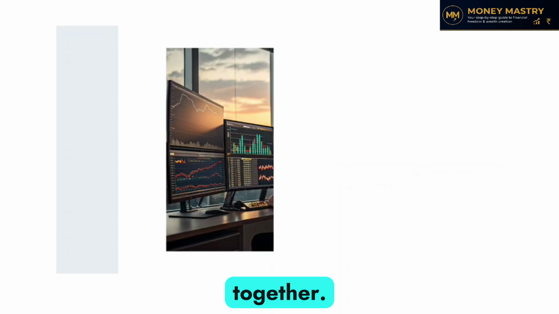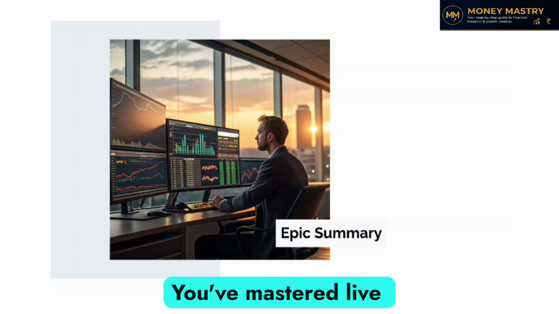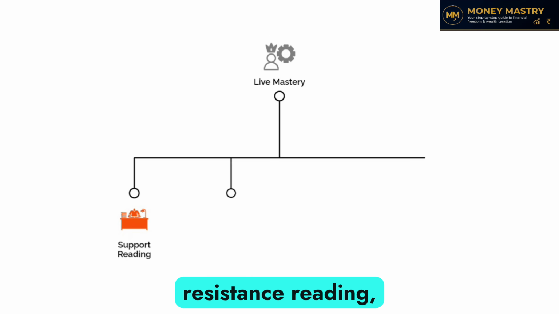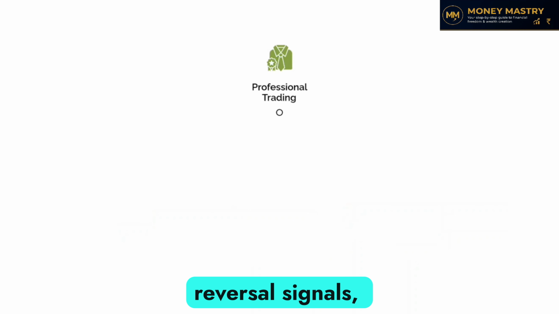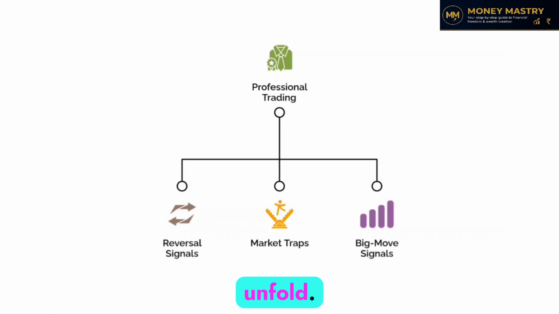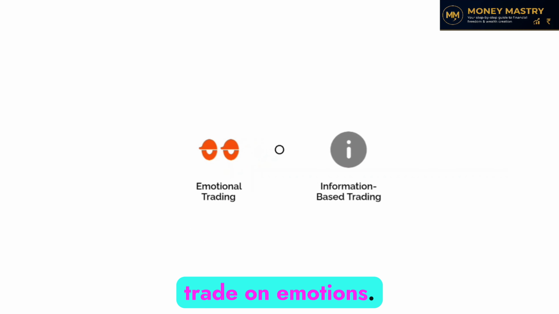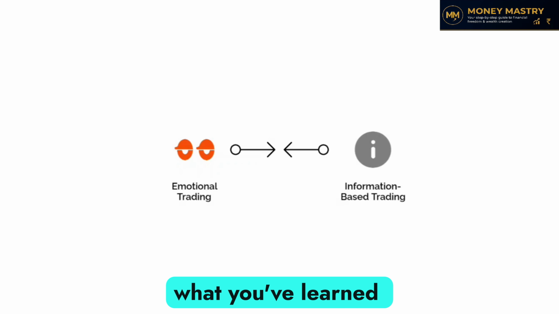Let's bring it all together and recap what makes a professional option chain trader. You've mastered live support reading, resistance reading, OI flow analysis, and breakout detection, the core skills of professional trading. You can now spot reversal signals, avoid market traps, and catch big move signals before they unfold. Professionals don't trade on emotions. They trade on information, and that's exactly what you've learned today.